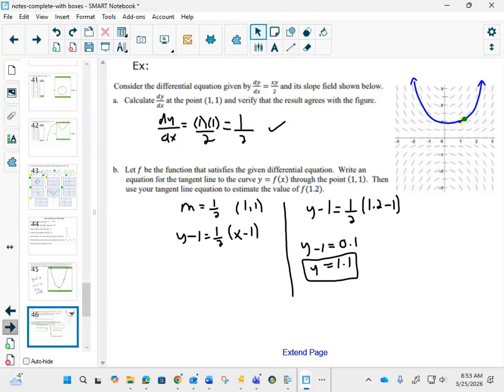Question, could you find the particular solution in this one using the math that you know? Yeah, because the x and y are multiplied, you could separate the x and the y. So this is one that you could do with separation. And it would involve natural logs, because you'd have a 1 over y on the one side.